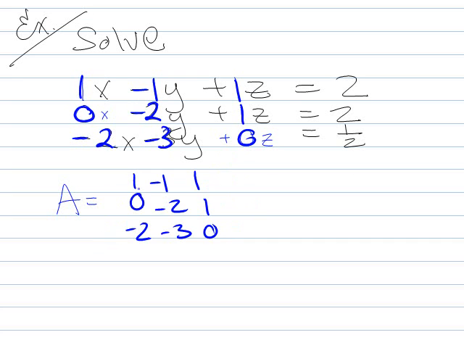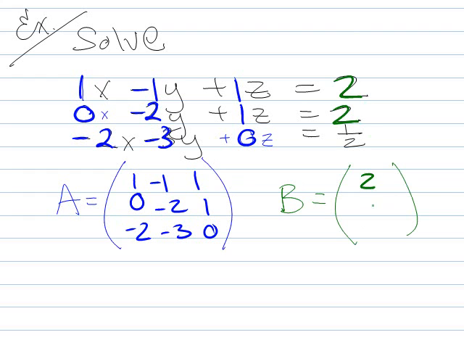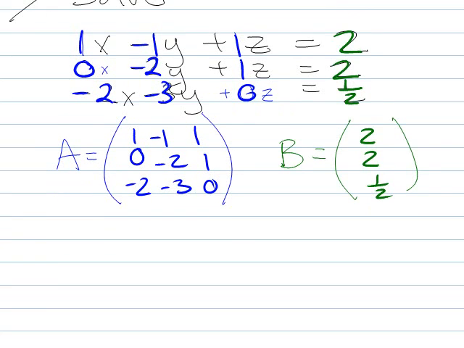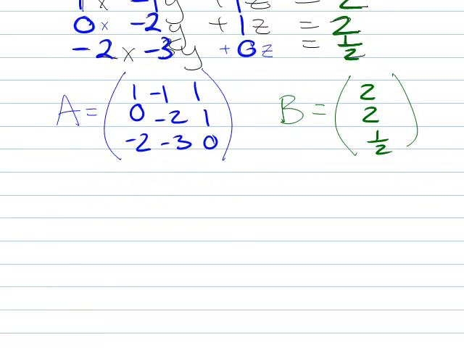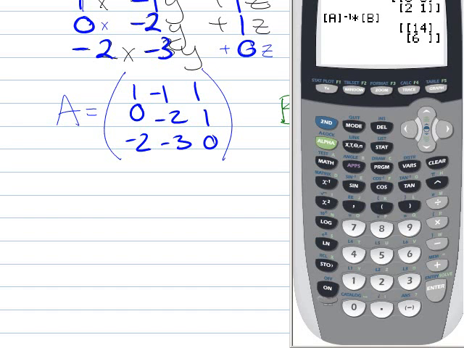Oops, I lost my 0. So that's A. B is going to be 2, 2, and 1/2. Like that. 2, 2, and 1/2. Super awesome. And now I just got to stick it in the calculator and go to town, as it were.